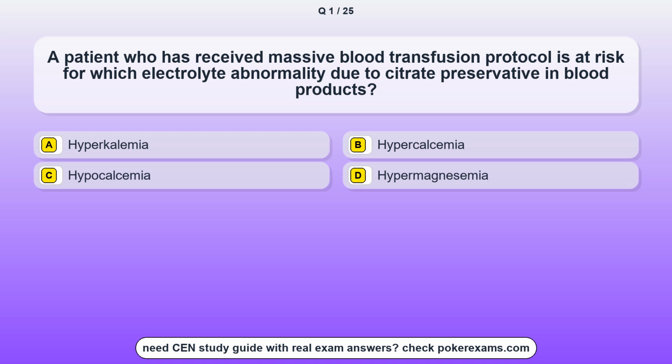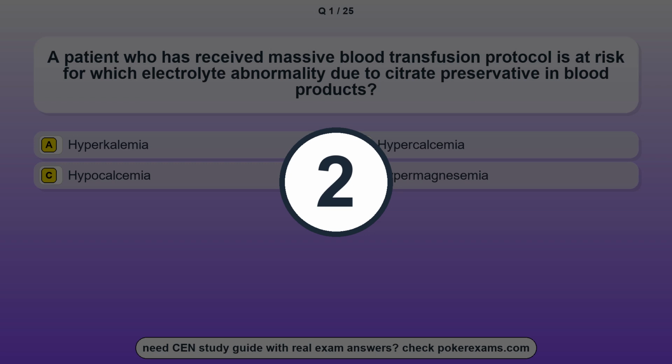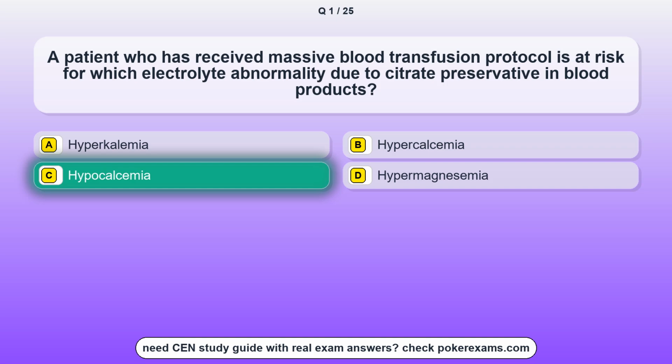Question 1. A patient who has received massive blood transfusion protocol is at risk for which electrolyte abnormality due to citrate preservative in blood products? Option A, hyperkalemia. Option B, hypercalcemia. Option C, hypocalcemia. Option D, hypermagnesemia. The correct answer is option C, hypocalcemia.